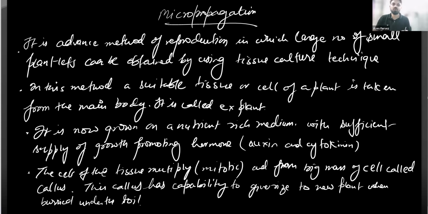So the question comes in examination, what are the advantages of micropropagation and what are the advantages of the asexual method of reproduction? Since micropropagation is a type of asexual method of reproduction, what can be the advantages of this method? Can you guess what are the advantages of growing plants with the asexual method of reproduction?